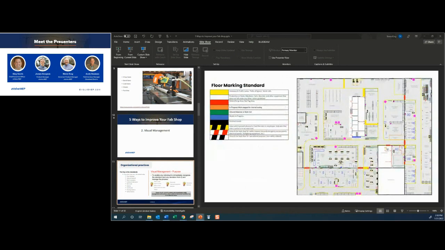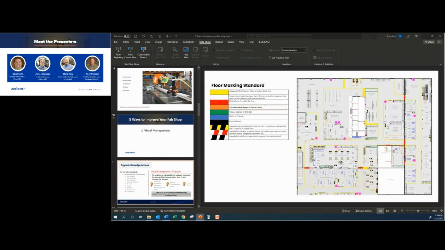So here is just an example of the floor marking standards that were adopted at Cleveland, and an overall, tough to see view of their facility. During this review process, they had defined these floor marking standards, what they mean, and where they're going to be used in the layout of their fab shop. You can really take a look at what the striping means, so that you don't need to be told what it means.